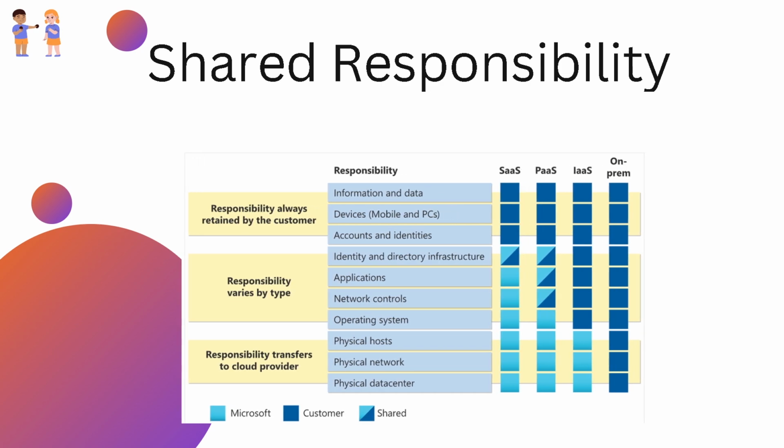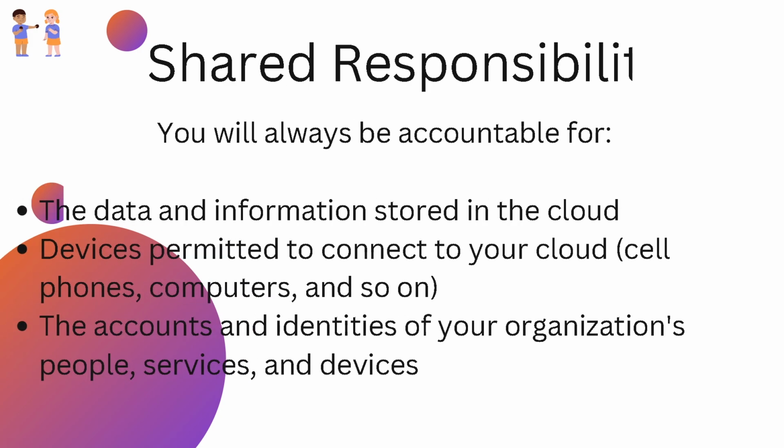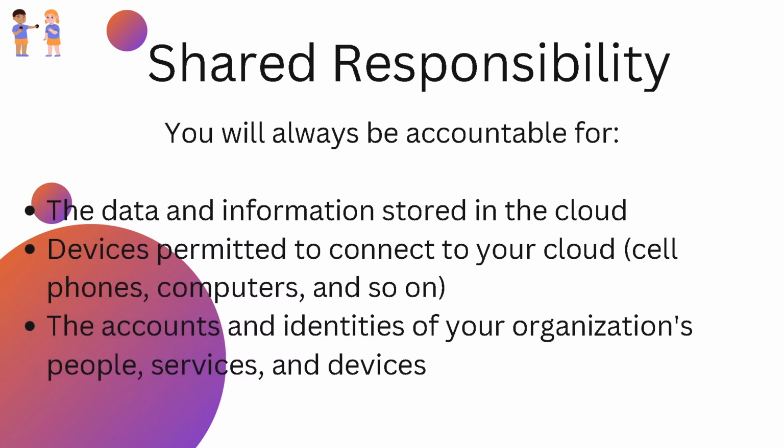Here's a little graph to show you the responsibilities that you have from the type of system that you choose, whether it's a PaaS, SaaS, or IaaS system. In shared responsibility, you will always be accountable for the data and information stored in the cloud, the devices permitted to connect to your cloud, for example cell phones, computers, etc. The accounts and identities of your organization, people, services, and devices.